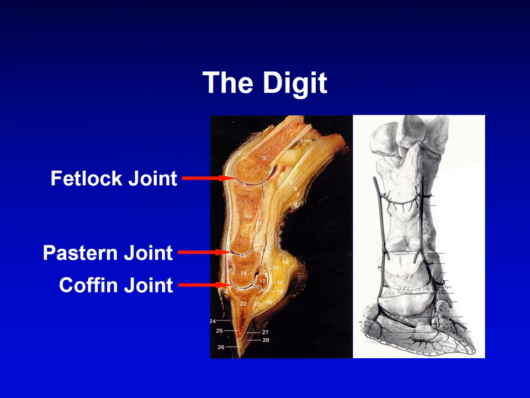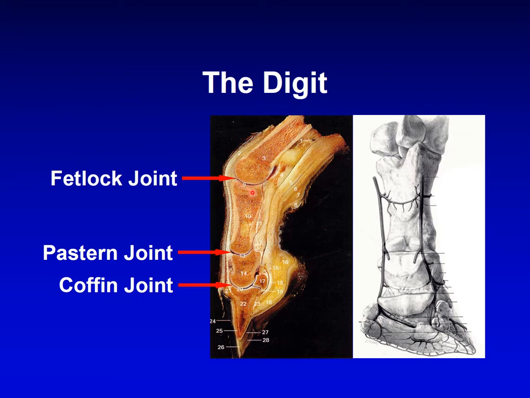The digit basically consists of three articulations, namely the fetlock joint, which is an articulation between the distal end of the third metacarpal bone or the cannon bone, the proximal sesamoid bones, which can be seen better here in this picture. This is one, this is medial, this is lateral, and the proximal pastern or the long pastern bone or the first phalanx. This is the fetlock joint.